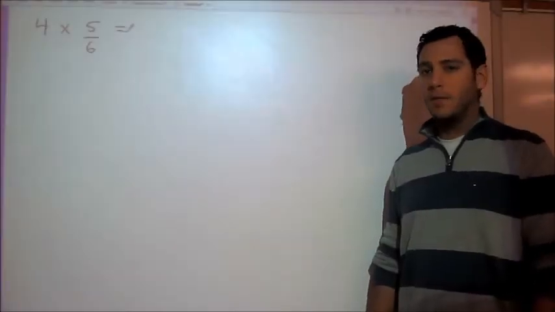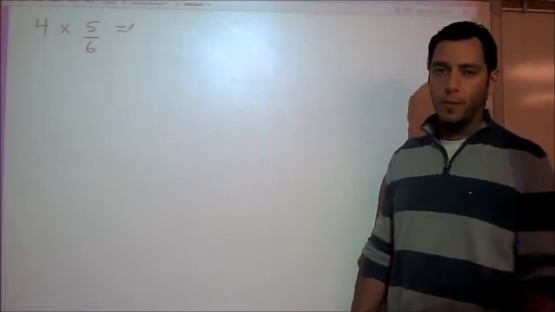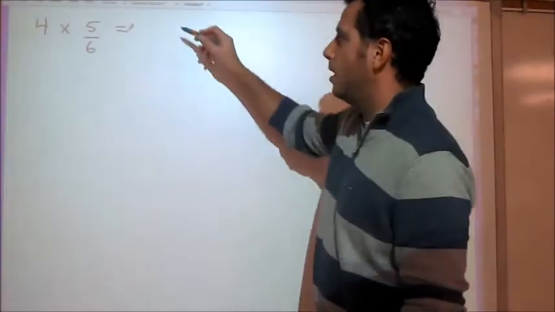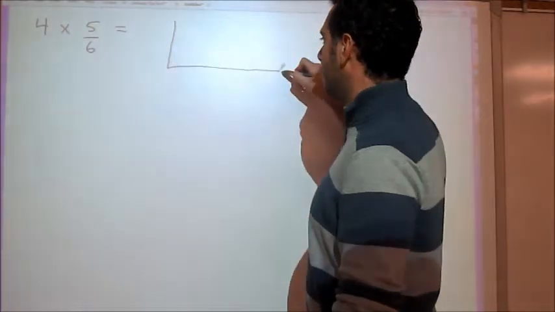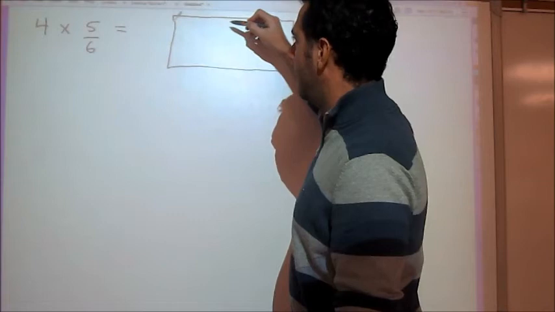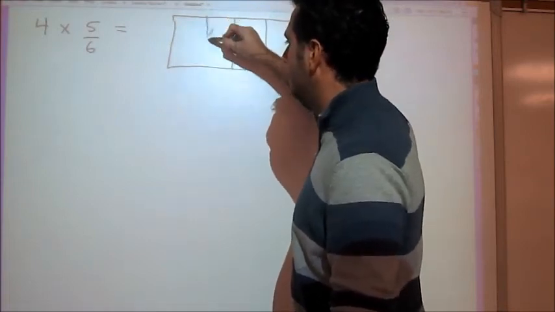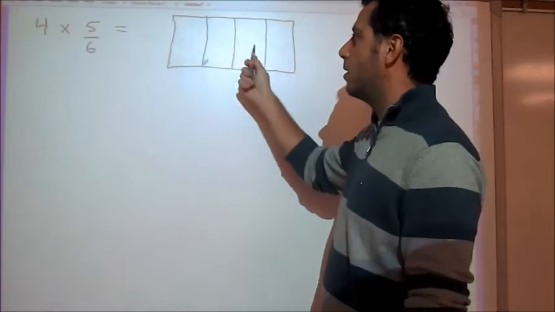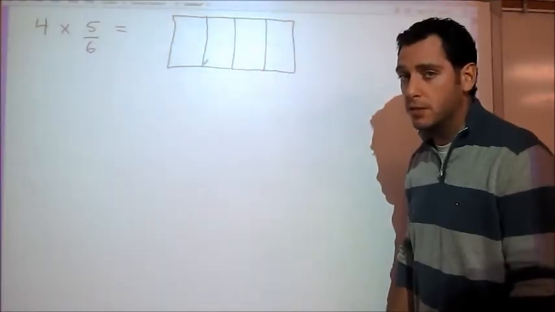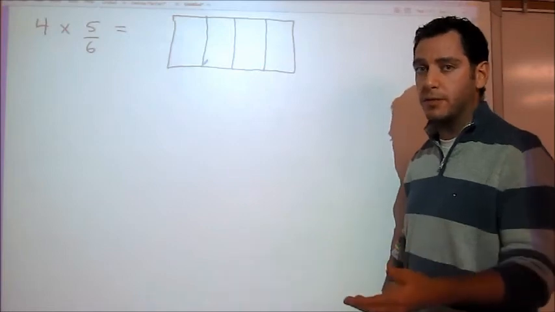Now we can show that same problem, 4 times 5/6, in a slightly different way. Very similar, but slightly different. We can draw a larger rectangle and divide it into 4 equal parts. Now each of these parts represents each of the 4 students. We're just doing it this way rather than showing stick figures.